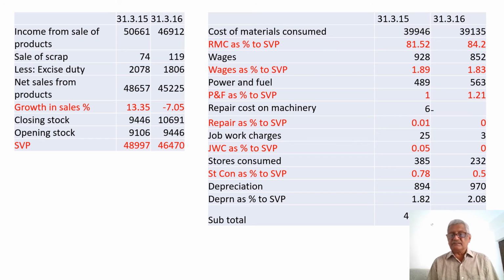Now look at the power and fuel as percentage to sale value production. It marginally increased from 1 to 1.21. There was no repair cost on the machinery, it was 0. And the job work charges also is very nominal. Stores consumed is also very nominal. So let us move on. What we have so far seen is there was a decline in sales. There was a substantial increase in the raw material cost.